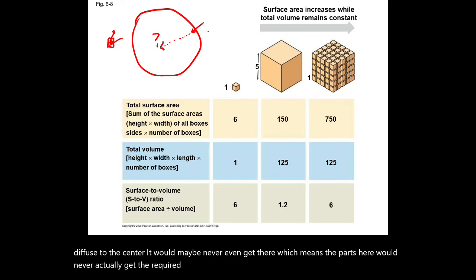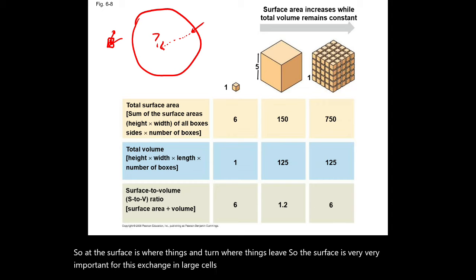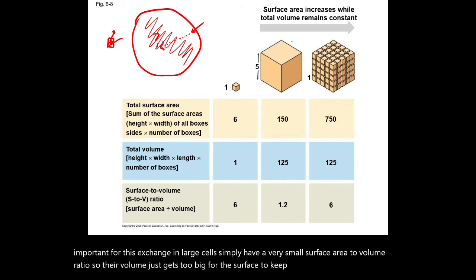So at the surface is where things enter and where things leave. So the surface is very, very important for this exchange. And large cells simply have a very small surface area to volume ratio. So their volume just gets too big for the surface to keep up. And this sort of fake cell diagram shows that really well.